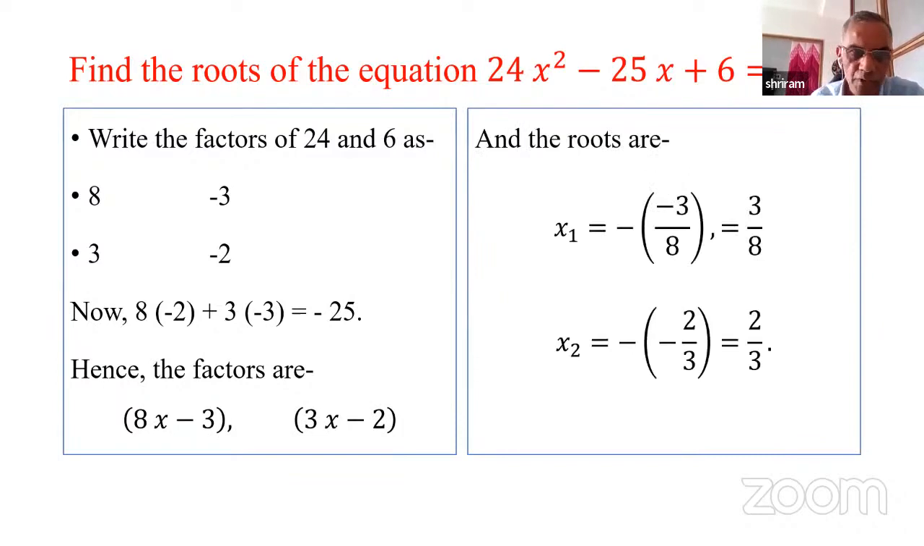And the roots are 3 by 8 and 2 by 3. Straight away from the factors or by equating to 0, whatever you prefer. There are cases where we don't need factors. We need only roots. In that case, you can jump over to roots straight away after you arrange the factors. So you need not write the factors and then the roots. You can directly write the roots. By observing 8, 3 and minus 3, 2, it will be minus of minus 3 by 8, 3 by 8, first root, and minus of minus 2 by 3, 2 by 3, second root.